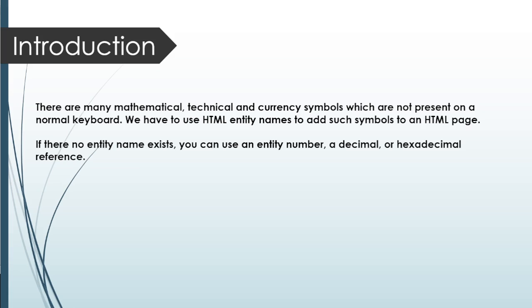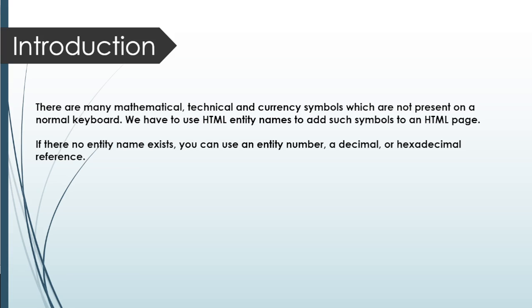So as you can see here, there are many mathematical, technical and currency symbols which are not present on a normal keyboard. In a general keyboard, we have some alphabet keys, some simple numeric keys and some special symbols, right? But if you want to use some symbols like the copyright symbol, a dollar symbol, or a euro symbol, these are not present on a general keyboard. And in your web page, if you want to use such special symbols, you can easily use symbol tags, right? So we have to use HTML entity names to add such symbols to an HTML page.